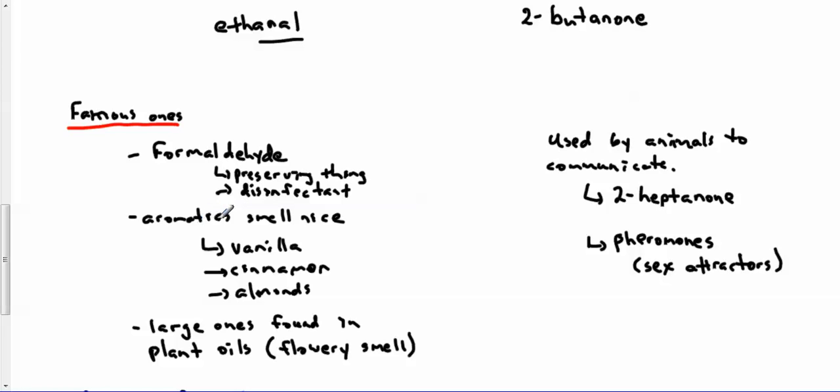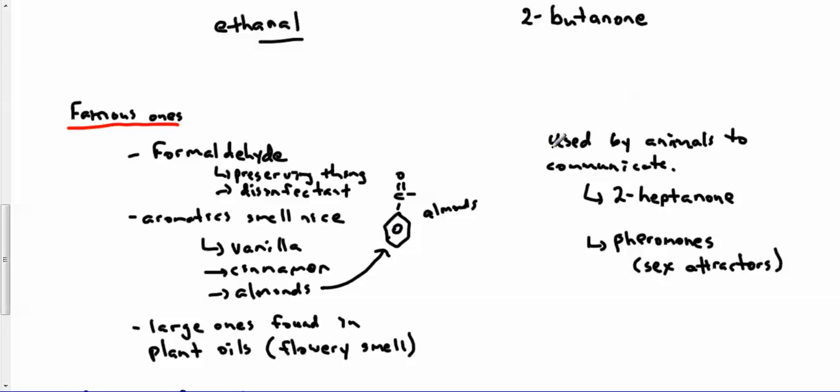If they have a benzene molecule in them, like this, often they smell quite nice. For example, this one, where you're attached to a C double bonded to an O bonded to another H, smells like almonds, which I wrote down. This is the guy that makes the almond smell. Large ones are often found in plant oils, and they have a very nice flowery smell.